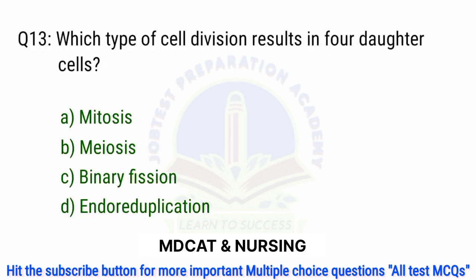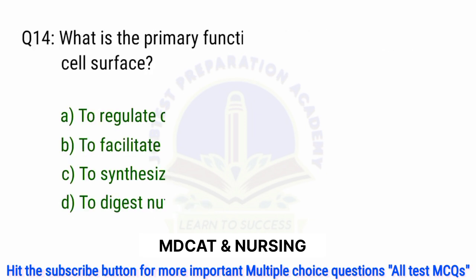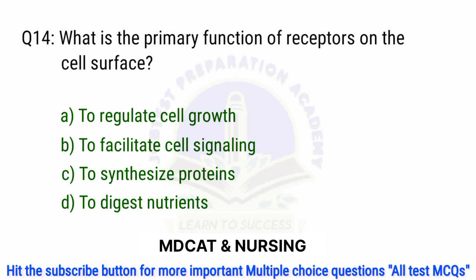Question number 13. Which type of cell division results in 4 daughter cells? The right answer is option B, meiosis. Question number 14. What is the primary function of receptors on the cell surface? The right answer is option B, to facilitate cell signaling.